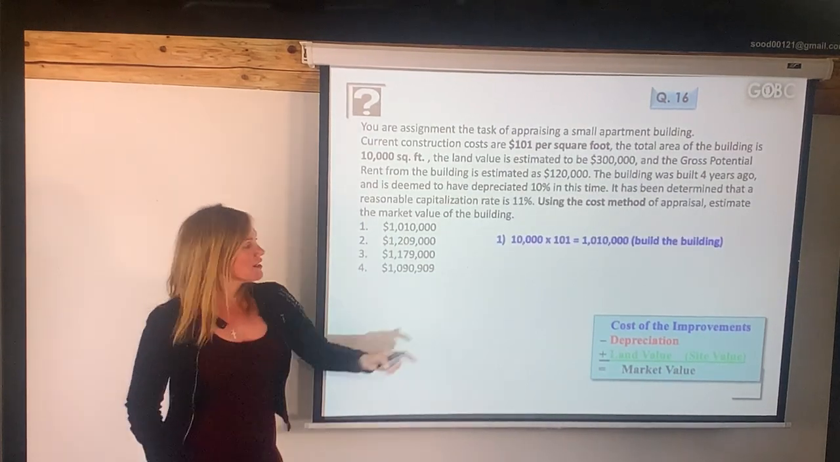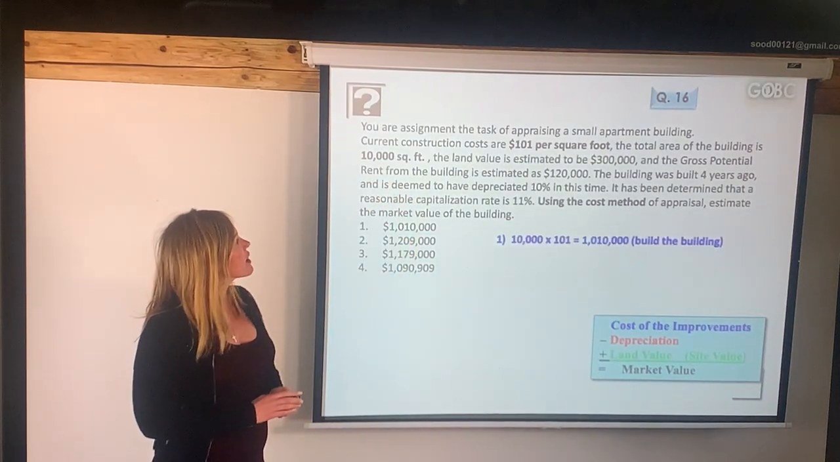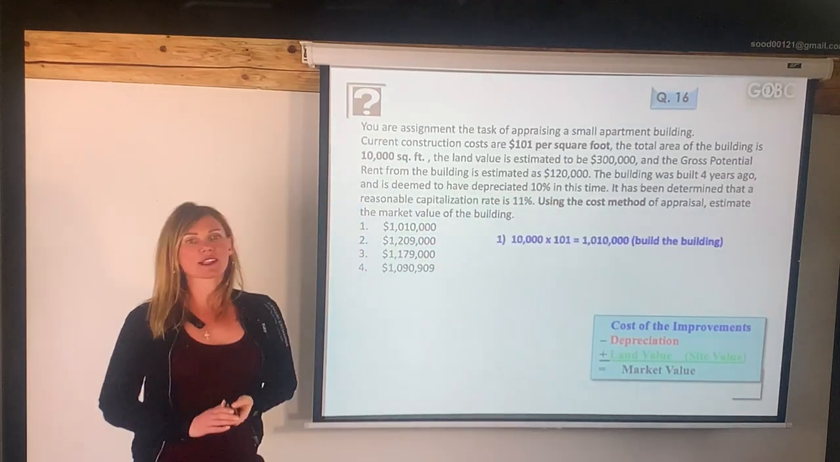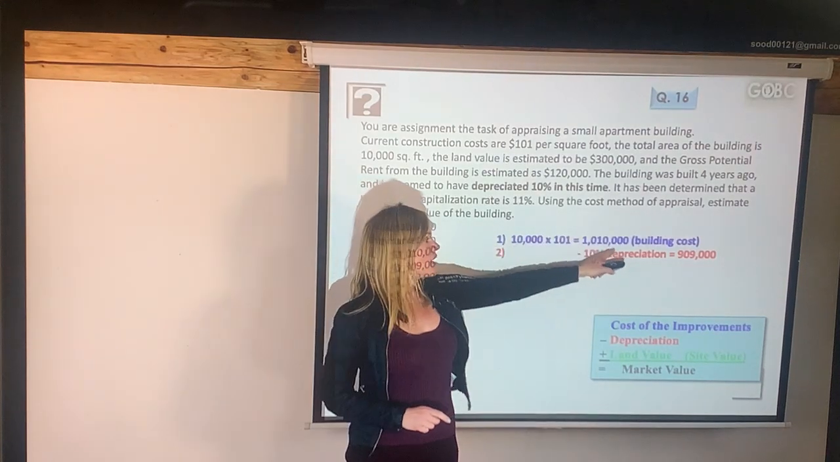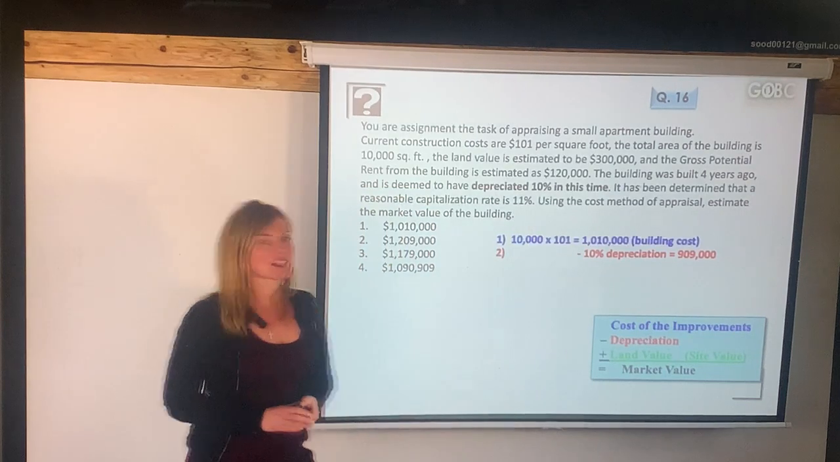Okay, next one. What do I need? So I've done the cost of the improvements. Now I need to find depreciation. Do I have a depreciation in the question in here? What does it say? It says deemed to have depreciated by 10% in this time. So if it's 10%, then what do you do? You minus that out of the building cost. So second one, you're going to do minus 10% depreciation. So you're going to do 1,010,000, right? And then you do minus the 10% on the calculator equals, it will come up to 909,000.